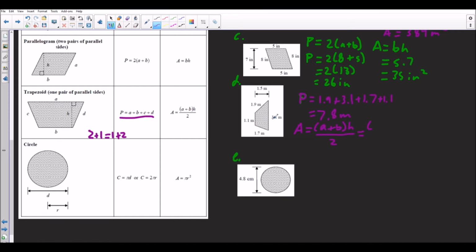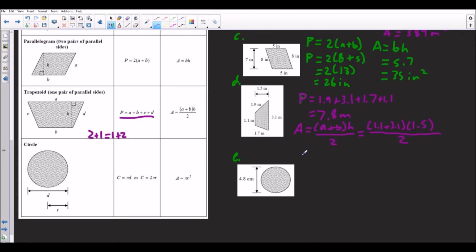We have 1.1 plus 3.1 times the height. So the height was the distance between those two parallel lines. So our distance here is going to be 1.5, and it's all divided by 2. Now if you notice, I don't write the units in here because I know everything's in meters. So all I have to do is at the very end, I can write the units.